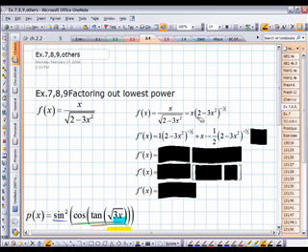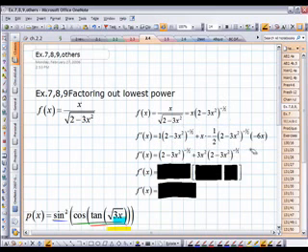Derivative of 2 is 0. Derivative of negative 3x squared is negative 6x. So I can rewrite it like this by canceling negatives. Half times 6 is 3. Get the x in front.